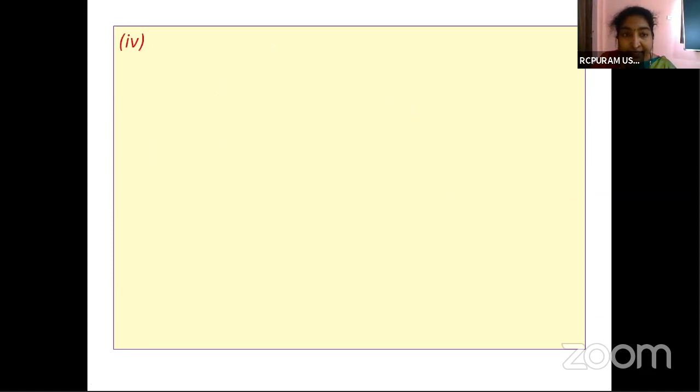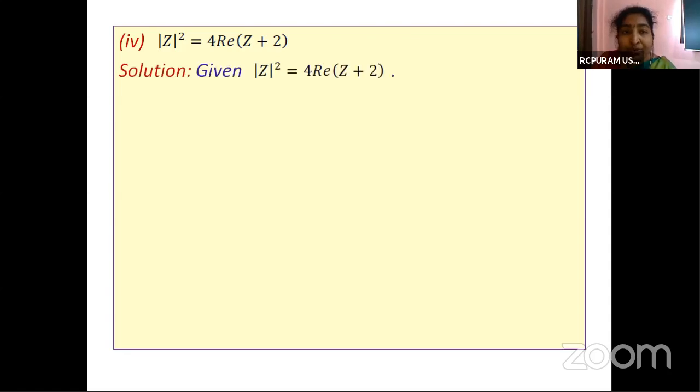I will take up the next problem. Mod z square is equal to 4 into Re(z plus 2), where Re stands for real part, children. So you are given with the expression like this. We will say let z is equal to x plus iy. First, we will substitute x plus iy in the place of z.